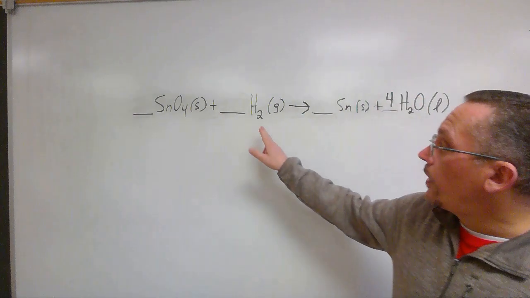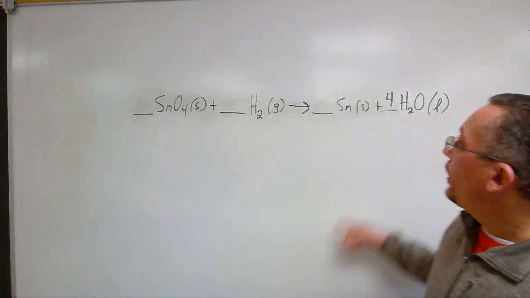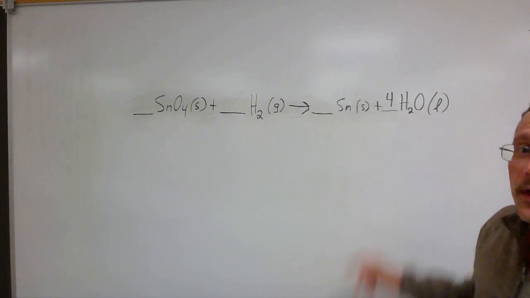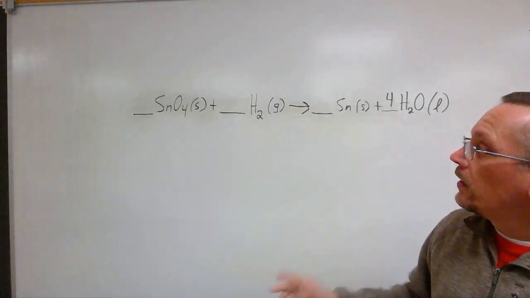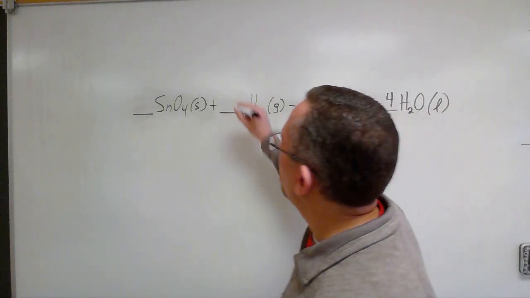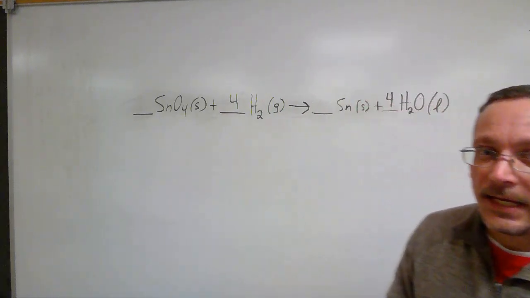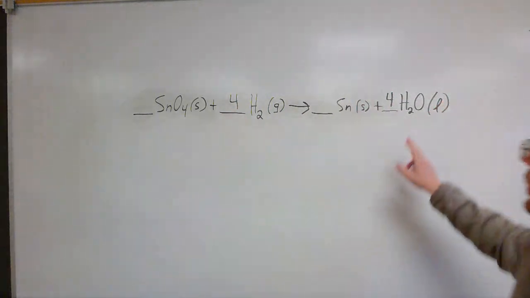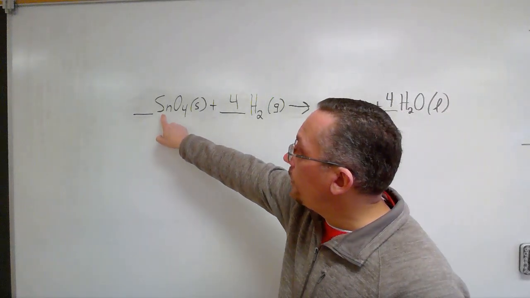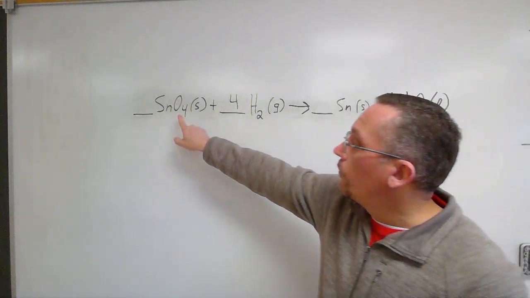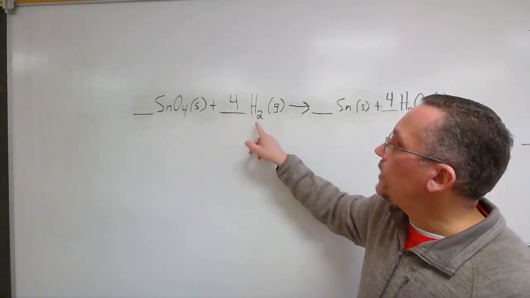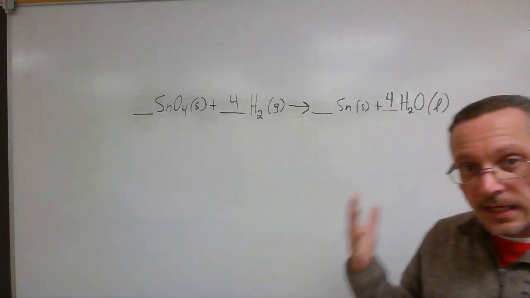Okay. Let's move on. We have 2 hydrogens here. And over here on this side, we have a lot more than 2 hydrogens. We have 4 times 2. So we have 8 hydrogens on the reactant side. So I need to make this 8. So I ask myself, what times 2 makes 8? And 4 times 2 makes 8, right? So now there are 8 hydrogens, and here are 8 hydrogens. So everything should balance there. So I have 1 tin, 4 oxygens, 4 oxygens, and I have 4 times 2 is 8 hydrogens, and 4 times 2 is 8 hydrogens.